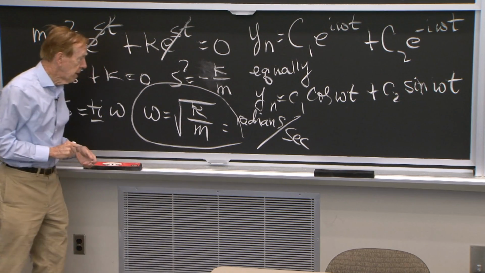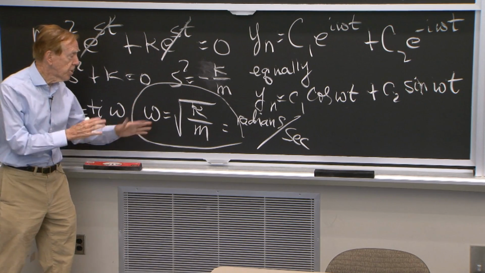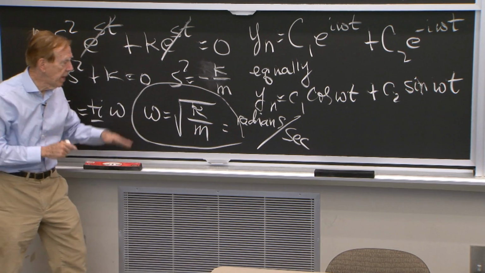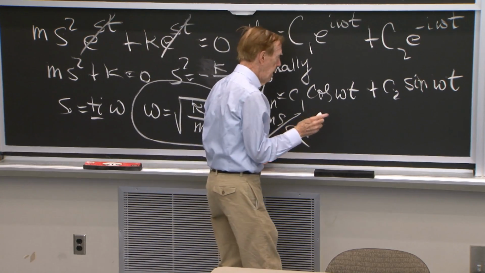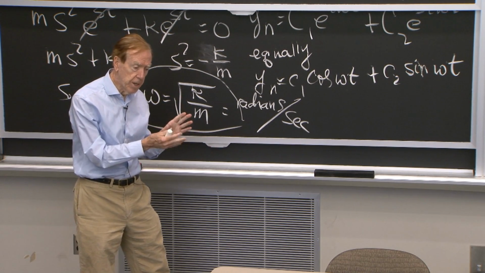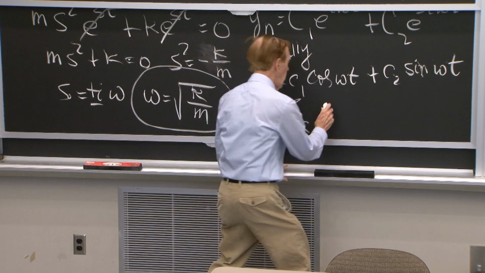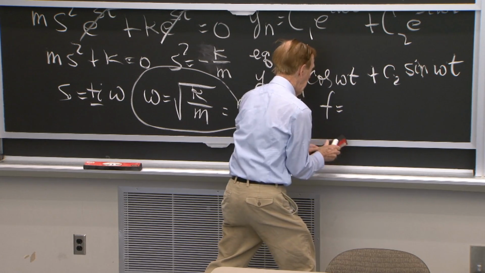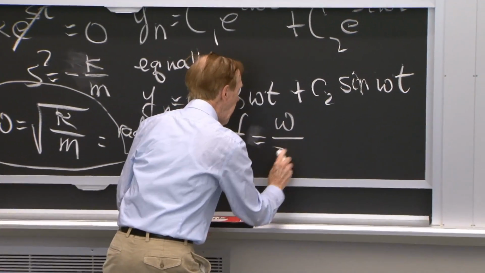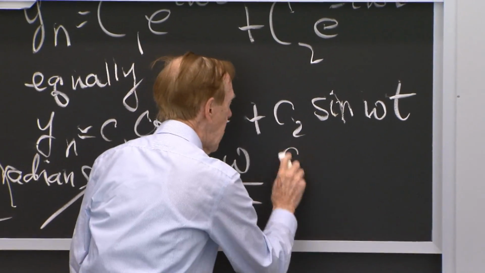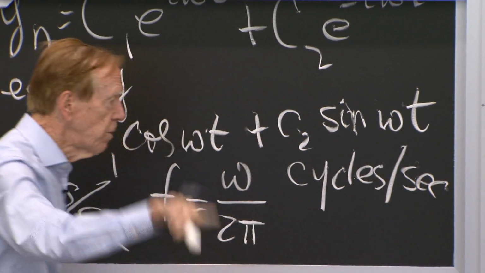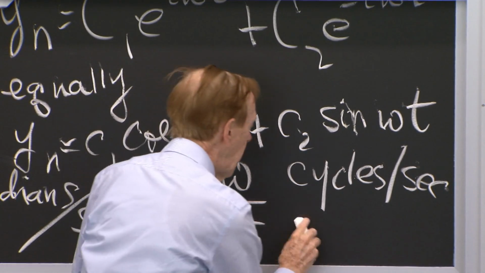Let me draw a circle in a minute. So there's a 2 pi hiding behind the word radians, and in many cases you want also a definition in cycles per second. So f is omega divided by 2 pi, and that's in cycles per second. Full revolutions per second, and that's hertz.